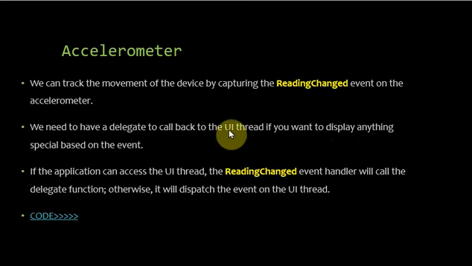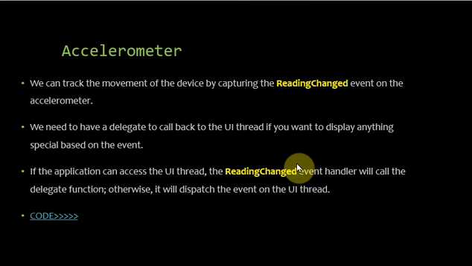Here we have the user interface thread, and we also have system-related or kernel threads. Here we are speaking about the user thread. We need a delegate to call back to the user thread if we want to display anything based on the event. If you have made some movement or some change in position, that change has to be displayed. In that case we have to go back to the user interface thread, which is going to do this task for us.